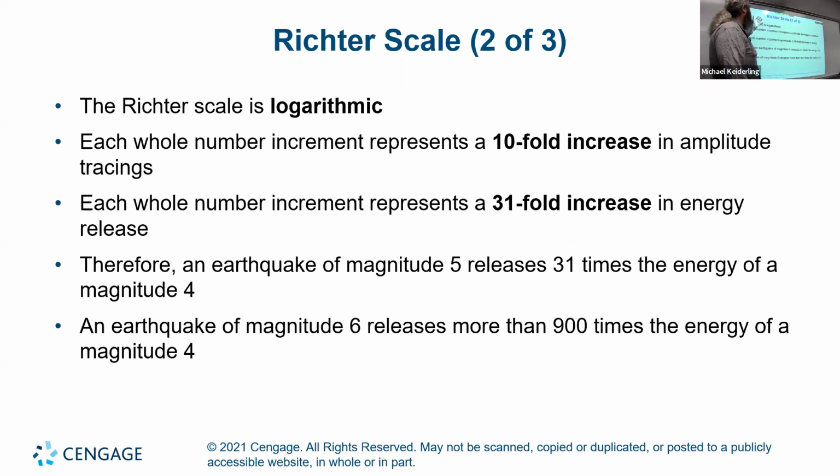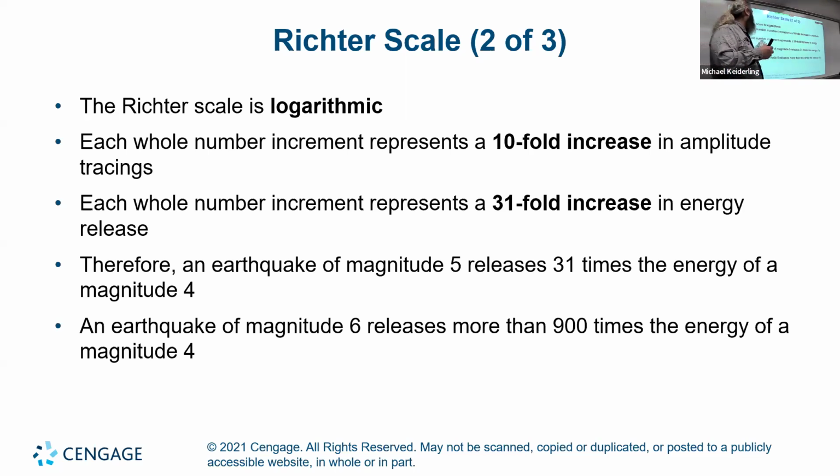Part of this is that it's a logarithmic scale. So every time you go 1 up on the Richter scale, that represents a 10-fold increase in the size of the amplitude tracings. So a magnitude 4 earthquake, the ground is moving 10 times as much as a magnitude 3 earthquake at the biggest amplitude. It's moving 10 times higher.